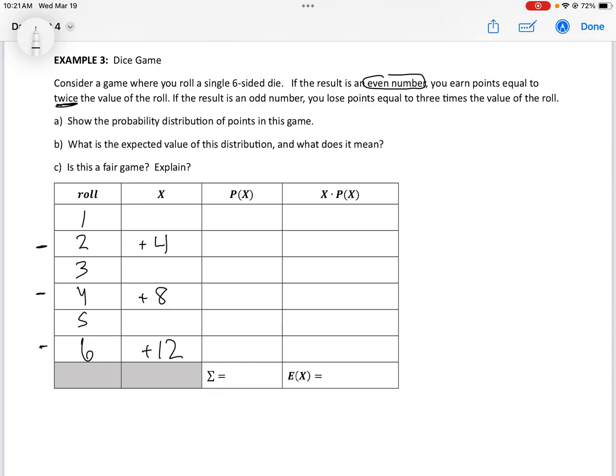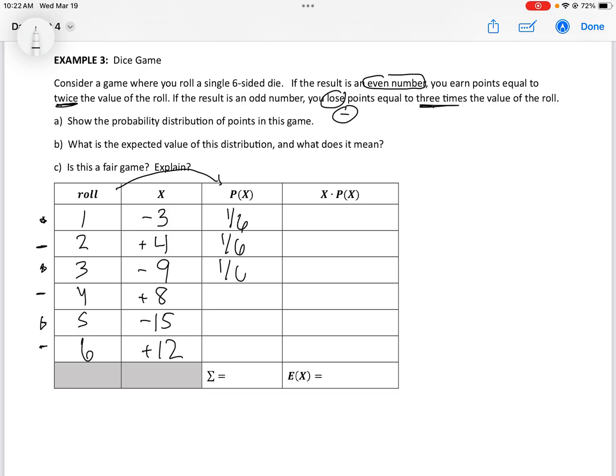And now if it's an odd number, which is 1, 3, and 5, we're going to lose 3 times the value of that roll. So if we roll a 1, we lose $3. If we roll a 3, we lose $9. And if we roll a 5, we lose $15. When we say lose, we need to put a negative sign on the payout, because we're going into the negatives.